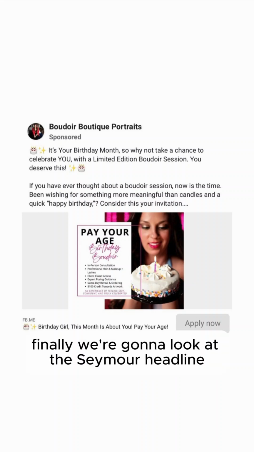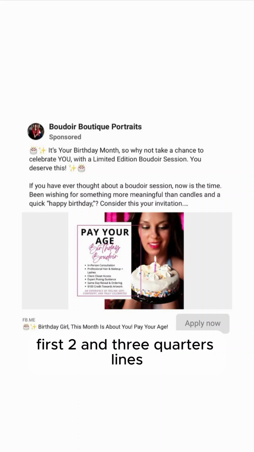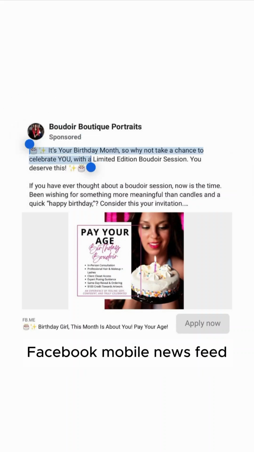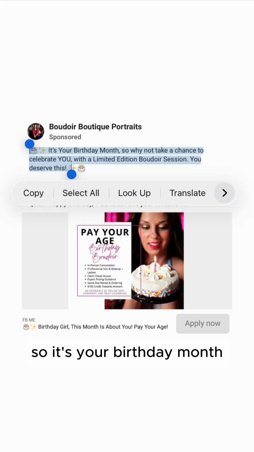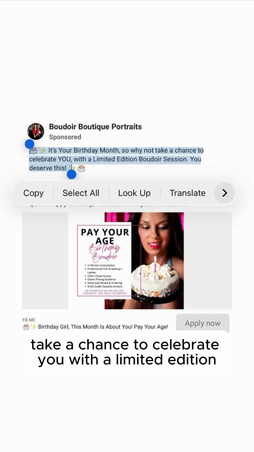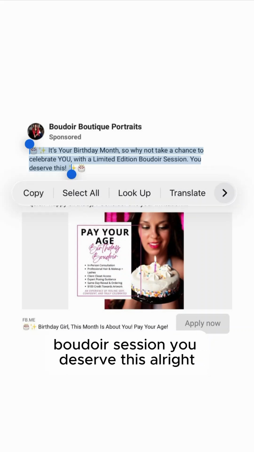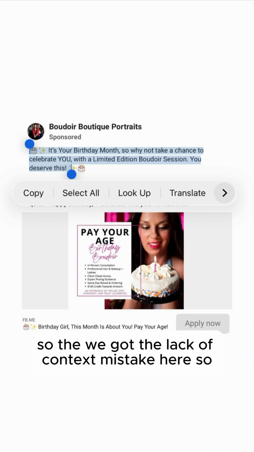Finally, we're going to look at the See More headline, the first 2 3/4 lines in the Facebook mobile news feed. So we're using 2 1/4 lines here. "It's your birthday month, so why not take a chance to celebrate you with a limited edition Boudoir session? You deserve this." All right, so we've got the lack of context mistake here.